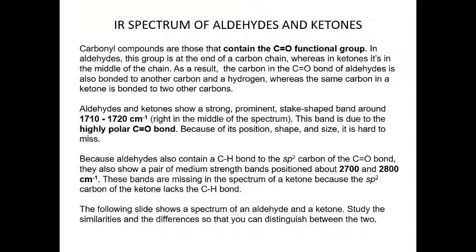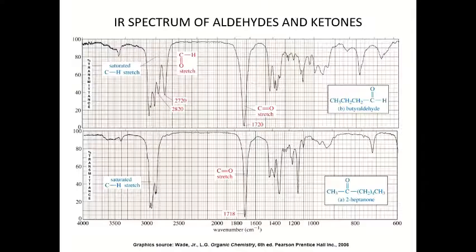Because aldehydes also contain a CH bond to the sp2 carbon, they also show a pair of medium-strength bands positioned at about 2,700 and 2,800 inverse centimeters. These bands are missing in the spectrum of a ketone because the sp2 carbon of the ketone lacks the CH bond, right? In the following slide we are going to see a comparison between an aldehyde and a ketone.